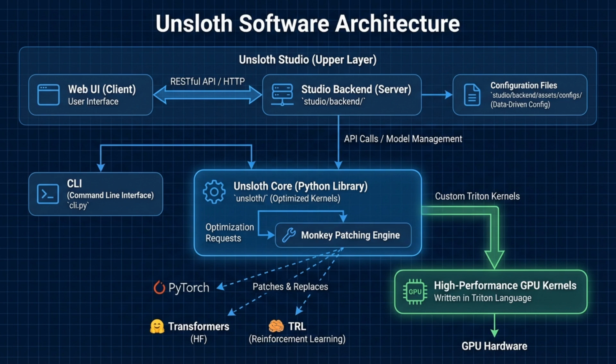It doesn't try to invent new AI algorithms. Instead, it surgically optimizes the existing training process. This makes high-performance fine-tuning a practical reality on the hardware many people already own. So, how does it work? Unsloth's architecture is a clever two-layer system. The foundation is Unsloth Core, a library that directly boosts popular frameworks like PyTorch and Hugging Face transformers. On top of that is Unsloth Studio, a user-friendly web interface that makes the whole process much simpler.